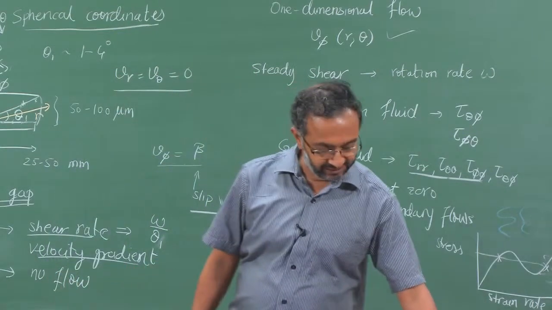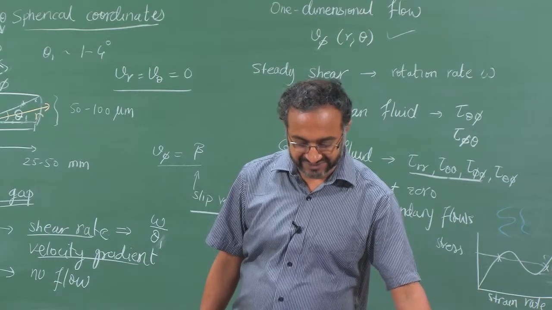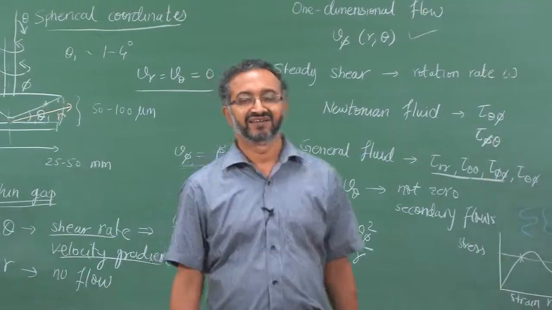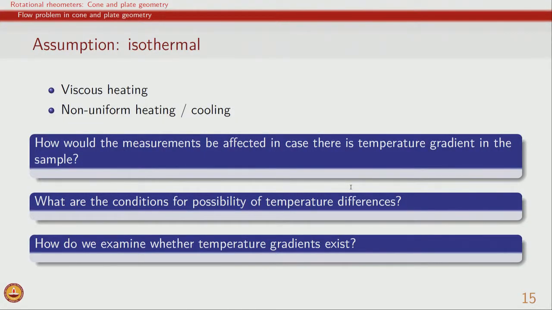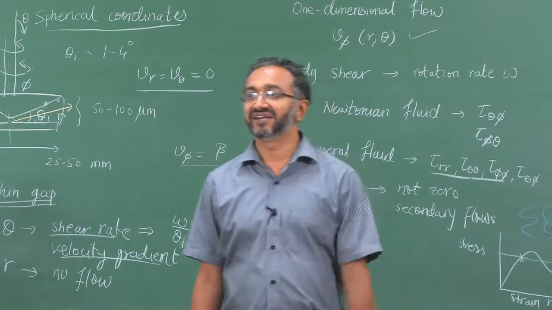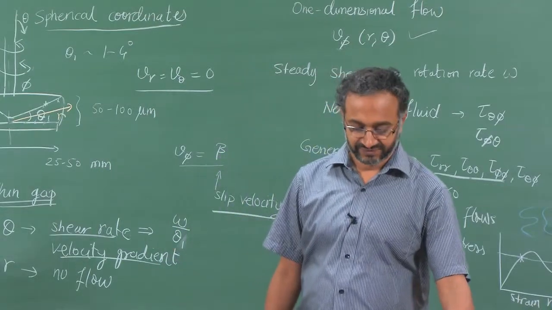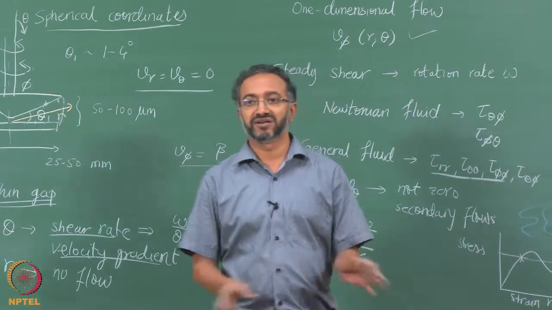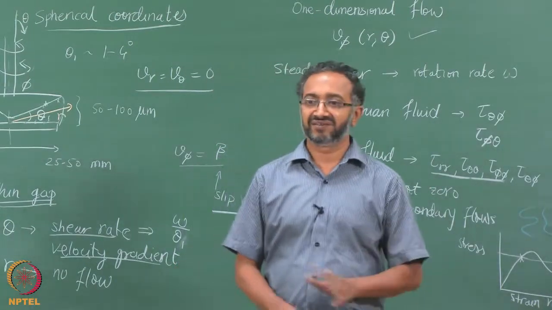Okay, so with this we come to the last example, which is the isothermal case. We have always assumed temperature is uniform. We are saying we are dealing with high viscosity materials, so that can lead to viscous heating, and therefore it is possible that temperature may not be uniform throughout the sample, and this can easily lead to errors in measurements.